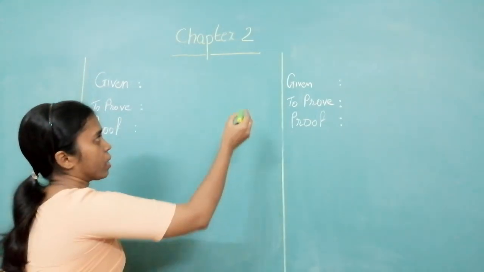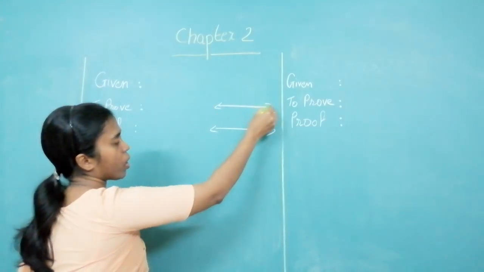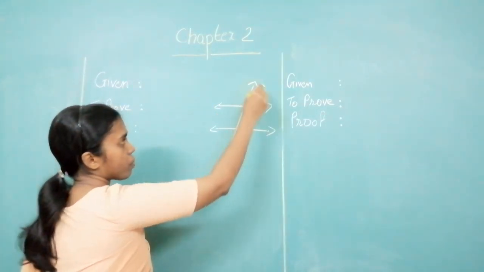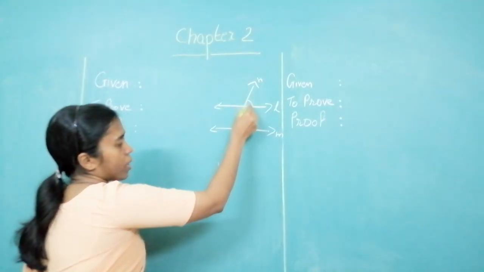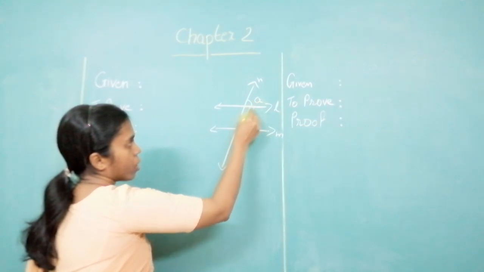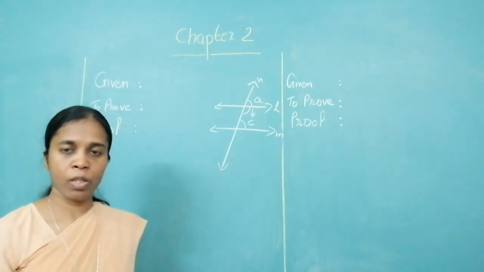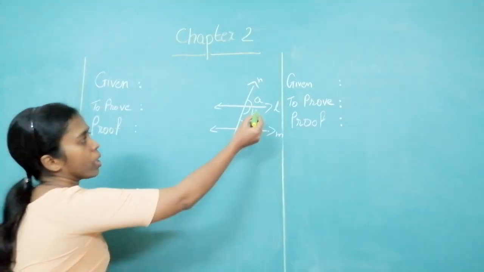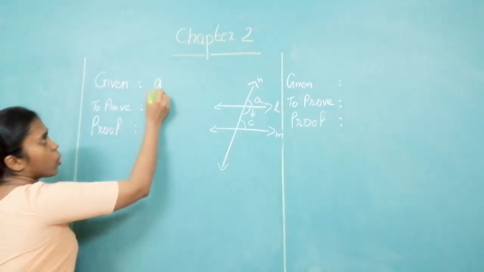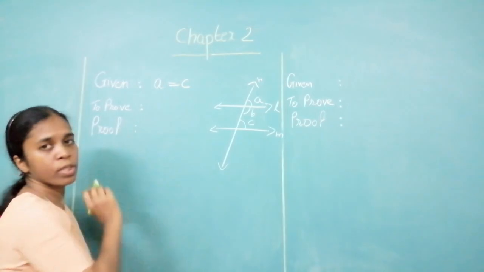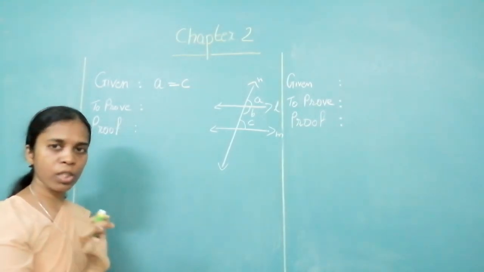Now we shall see the first case. You are given 2 lines. Now I am drawing the lines in this manner because I know what I want to prove. This is my L, M, this is my N. Suppose this angle is A, this is B, this is C. Now what is given to you? Corresponding angles are congruent. What are your corresponding angles over here? So you are told that A is equal to C. They are corresponding angles, so A is equal to C.